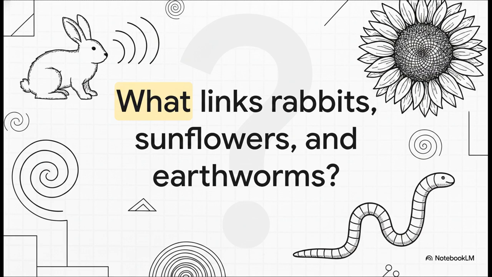So to kick things off, let's think about this for a second. What could an idealized model of rabbit breeding possibly share with the spiraling seeds of a sunflower and, of all things, the segmented anatomy of a common earthworm? It honestly sounds like the setup to a really weird biology joke, right? But the answer actually unlocks one of the most pervasive, fundamental rules of structural growth in the entire animal kingdom.